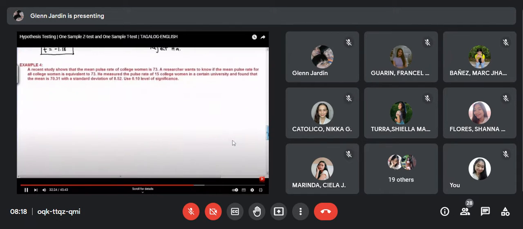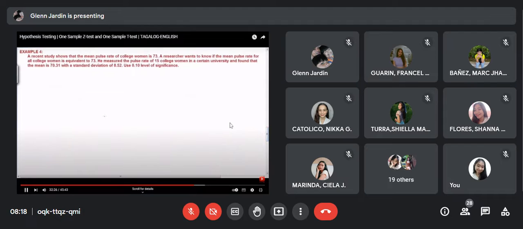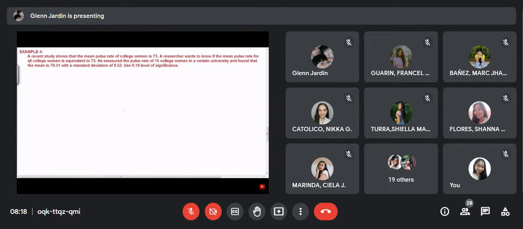Okay, let us have the fourth example. A recent study shows that the mean pulse rate of college women is 73. A researcher wants to know if the mean pulse rate for all college women is equivalent to 73. He measured the pulse rate of 15 college women in a certain university and found that the mean is 70.31 with a standard deviation of 8.52. Use 0.10 level of significance.